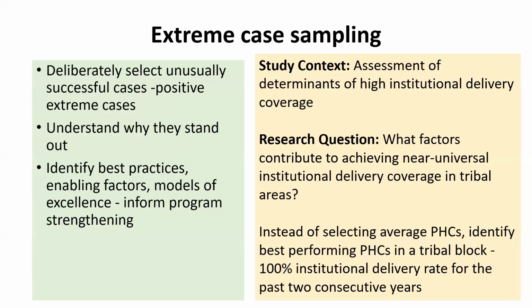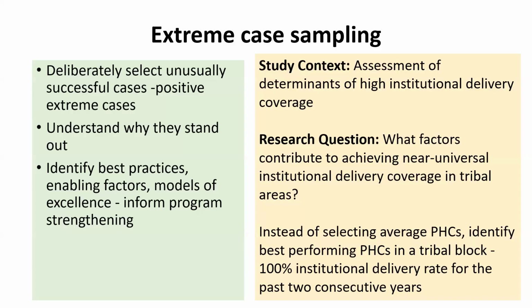And this kind of sampling will be important when you have a goal of informing program strengthening or certain initiatives in the program which you want to strengthen, and you want to learn from the successful stories. So that will be known as extreme case sampling. Again, an example is supposing you want to find out what are the factors of achieving near universal institutional delivery coverage in tribal areas.